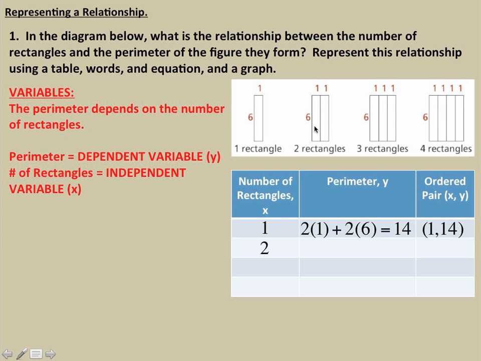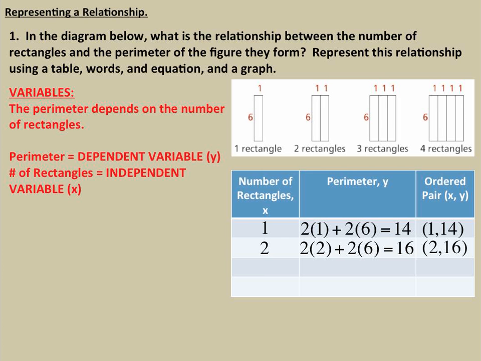Look here. 2 rectangles. Well, now I got a 2 and another 2. So I have 2 2s. I still have 2 6s. So this didn't change. This is the only thing that changed. I got 2 2s and I got 2 6s. Total, 16. So when x is 2, y is 16.